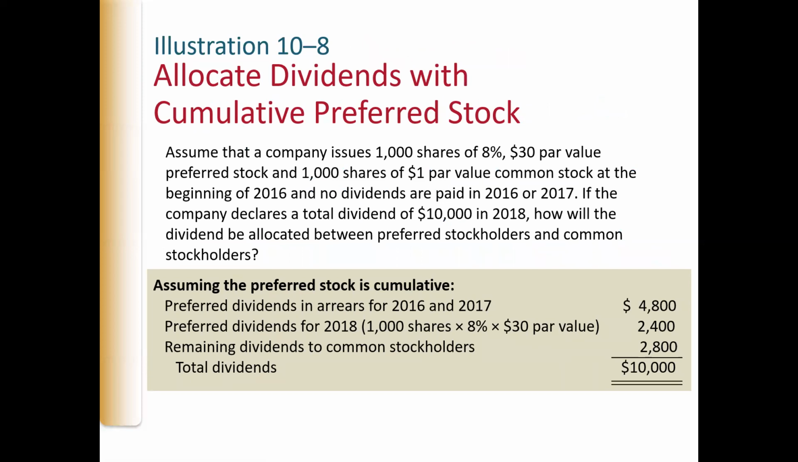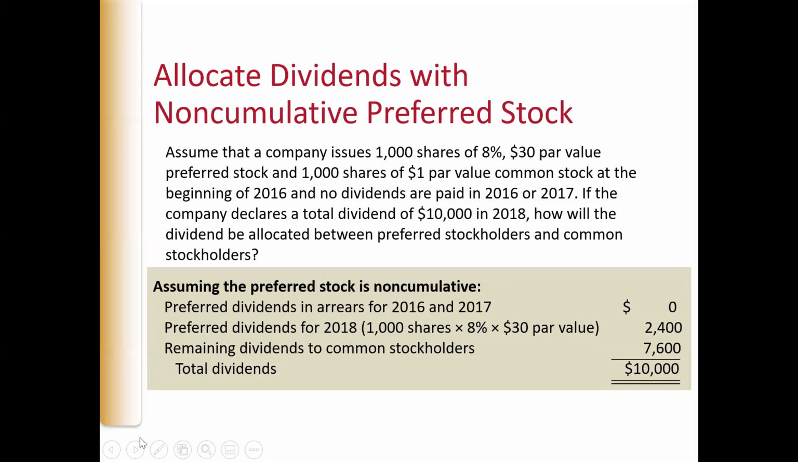Well, in that case, if in fact the preferred stock is considered cumulative, they will get dividends in arrears, dividends for 2016 and for 2017, 2,400 each period. And now in 2018, they'll get their 2,400. And then whatever remaining will go to the common shareholders. That is a really cool feature.